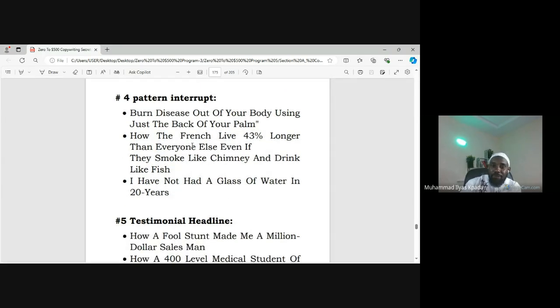Now, how the French live 43% longer than everyone else, even if they smoke like a chimney and drink like a fish, right? This is the headline that Gary Halbert used when he was selling a particular health product. You see, it is a pattern interrupt, right? I have not had a glass of water in the last 20 years. This copy, written 20 years ago, is there in swipe.co, right?